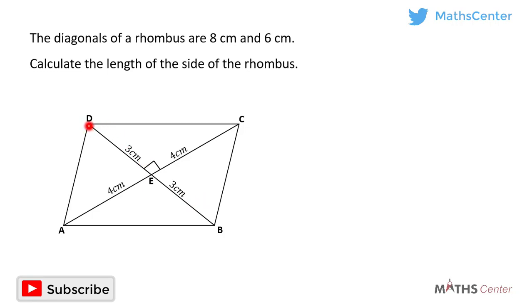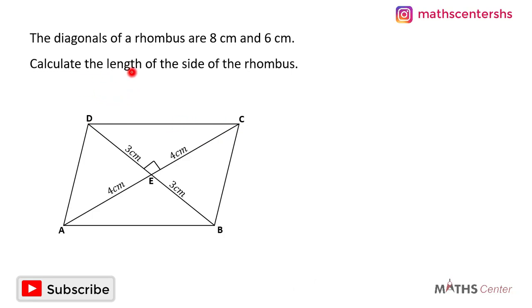Now, if we take the points D, E, C, we can see that it forms a right-angled triangle. The interior angle at point E is 90 degrees. So the triangle DEC is a right-angled triangle with DC as the hypotenuse or the longest side.